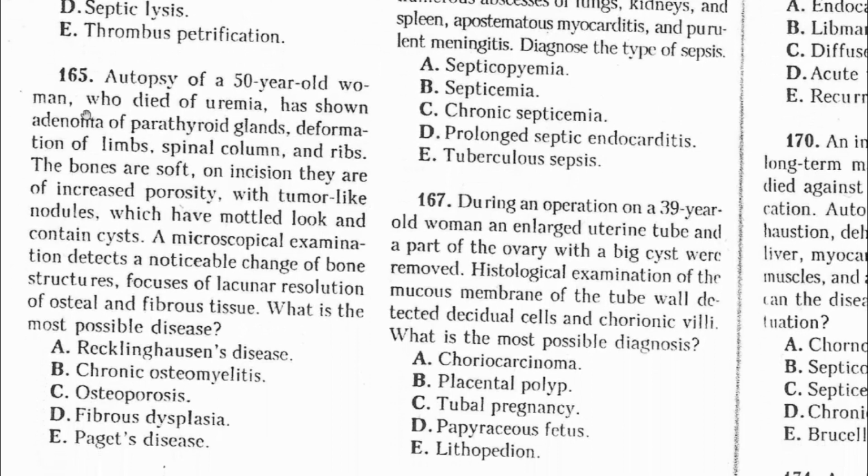65. Autopsy of a 50-year-old woman who died of uremia has shown adenoma of parathyroid glands, deformation of limbs, spinal cord, and ribs. The bones are soft. On incision, they are of increased porosity with tumor-like nodules, which have a mottled look. Microscopic examination detects a noticeable change of bone structures, foci of lacunar resorption of osteal and fibrous tissue. What is the most possible disease?